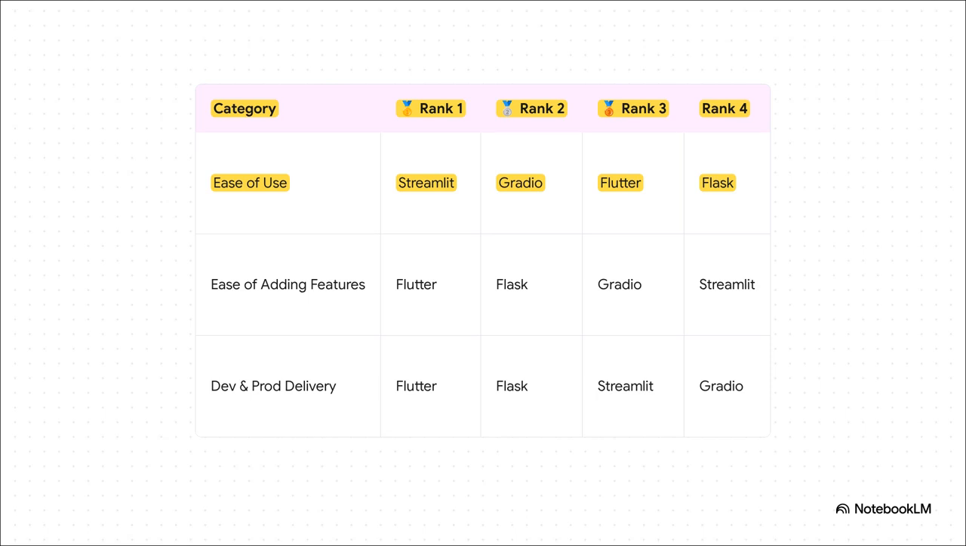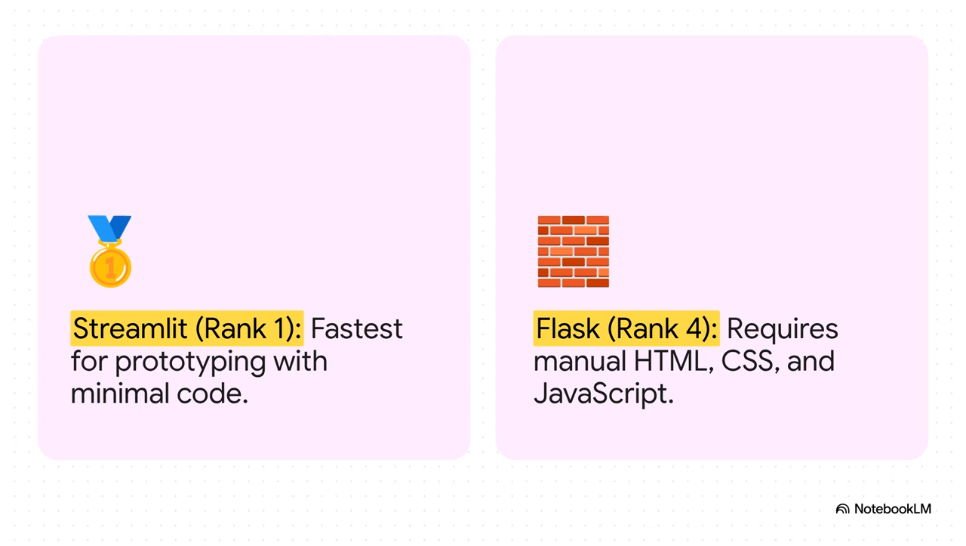And wow, looking at that top row, we have a runaway winner. Streamlit snags the gold medal, no surprise there, with Gradio coming in a solid second. At the other end of the spectrum, we've got Flutter, and then Flask in last place. And why does it shake out this way? Well, it really boils down to that fundamental trade-off.